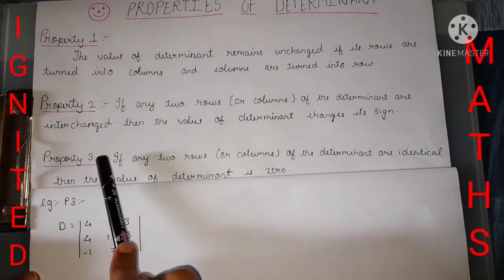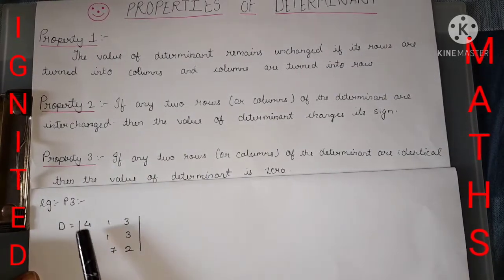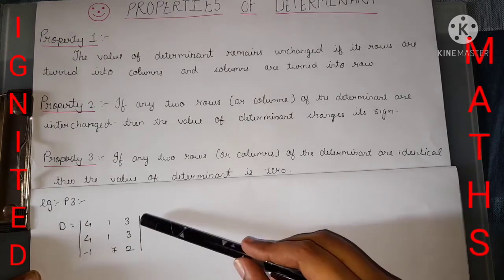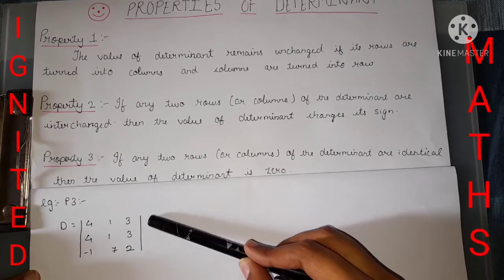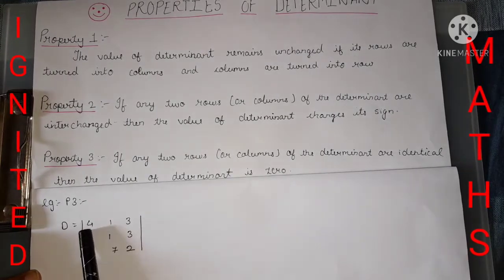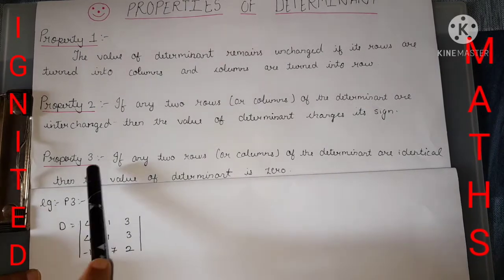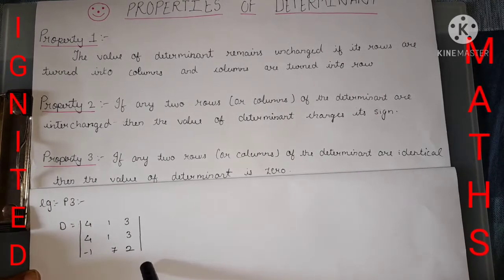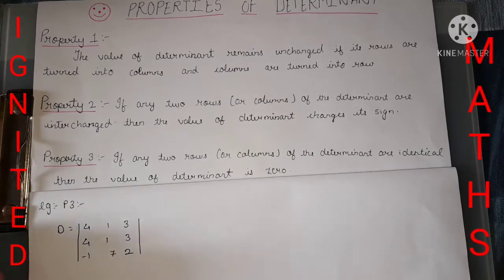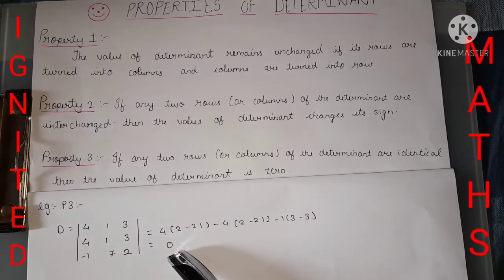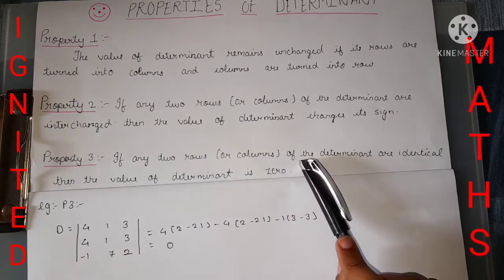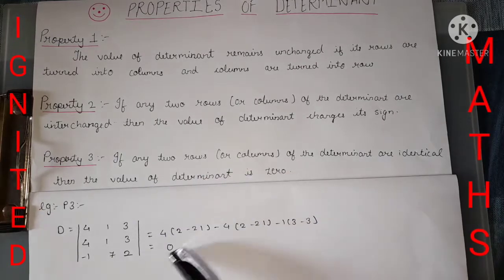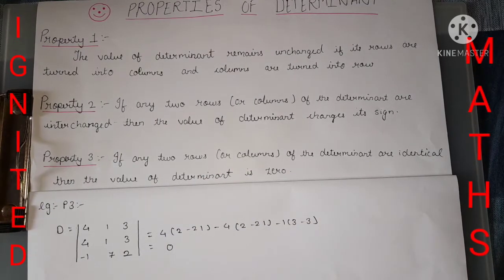I took an example for proving the property 3 in which a 3 by 3 determinant is given. Over here, if you observe, row 1 and row 2 are identical, the same terms, 4 1 3, 4 1 3. So the property 3 says the value of the determinant will be 0. Let's expand it. If I find the value of the determinant, it will be 0. So the property 3 also proved that when two rows or two columns of the determinant are identical, the value of the determinant becomes 0. So the property 3 is also true.